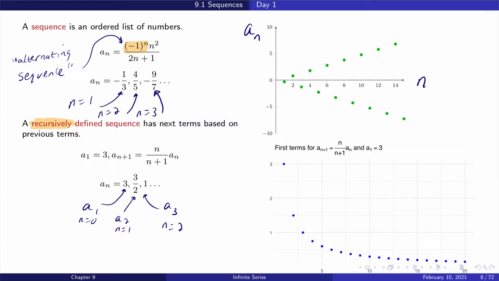Day 93 is section 9.1, day 1. We'll spend 2 days on sequences. Some basic definitions. A sequence is a list of ordered numbers. If you take a formula and plug in the numbers n equals 1, n equals 2, and n equals 3, you get a list of numbers.